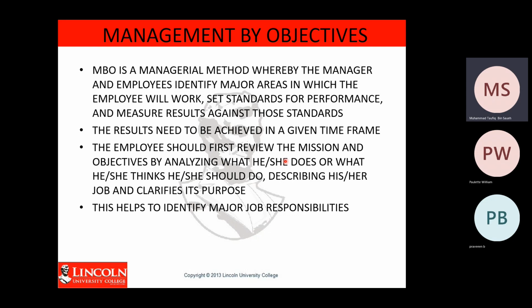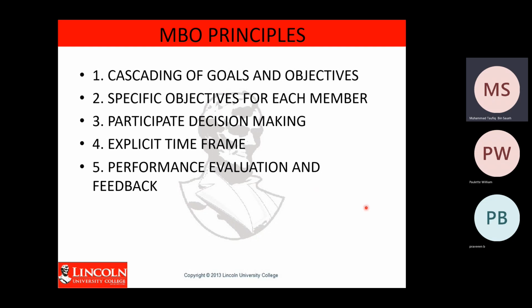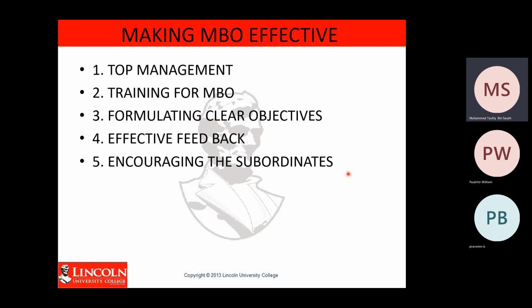The employee should first review the mission and objective by analyzing what he or she does or thinks he or she should do, describing his or her job and clarifying its purpose. This helps to identify major job responsibilities. So there are 5 principles when you want to implement management by objective. First is cascading of goals and objectives. The second one, specific objective for each member. Number 3, participative decision making. Number 4, explicit time frame. And number 5, performance evaluation and feedback.